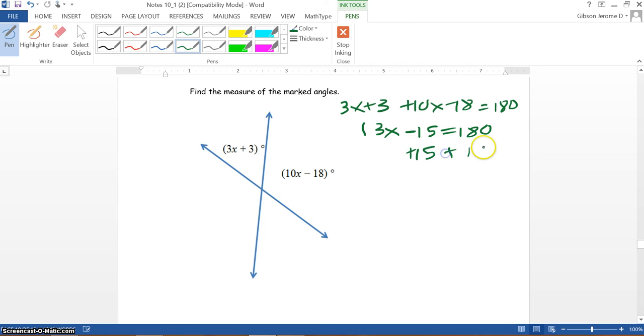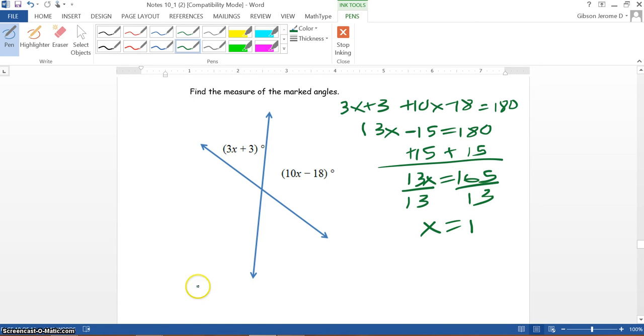We will add 15 on both sides. We get 13x is equal to 195. We divide each side by 13. Okay, I made a slight error here. I subtracted and I was supposed to add. So this should have been 195 over 13. So 13 goes into 19 once, and then we have 65 left over. So that'll give us 15. So x will be 15.